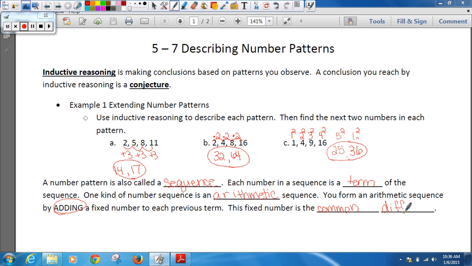So if we look at the first three that we did here, are any of these an arithmetic sequence? Remember, an arithmetic sequence is adding a number. This first one is an arithmetic sequence because we added 3. The second one is not an arithmetic sequence because we multiplied by 2. And the third, we squared it, so that's not adding. So it's also not an arithmetic sequence.